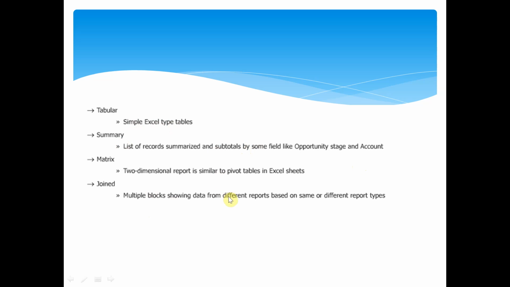Now joined is for when you want to show different reports from different objects which are not related. Then you can use joined reports. So these are the four basic types: tabular, summary, matrix, and joined. A dashboard can be based only on summary and matrix reports and not on tabular reports.